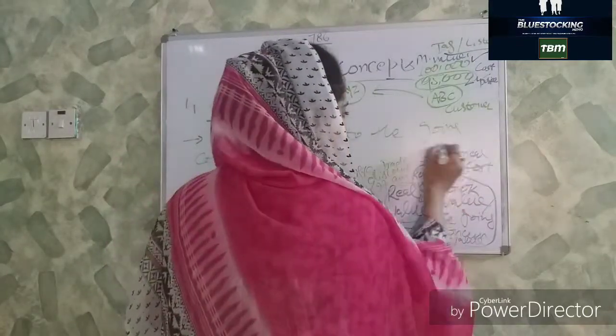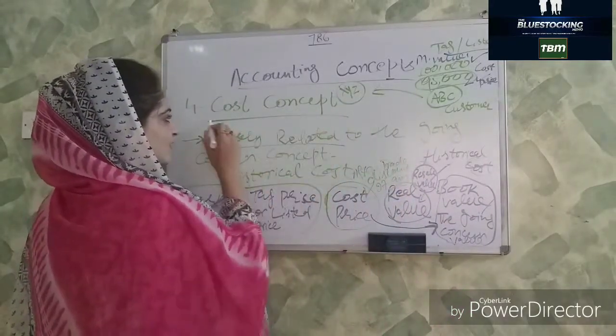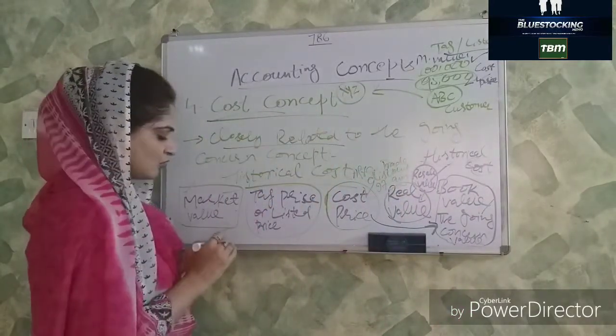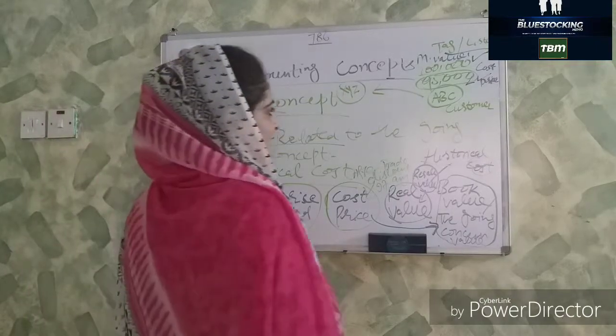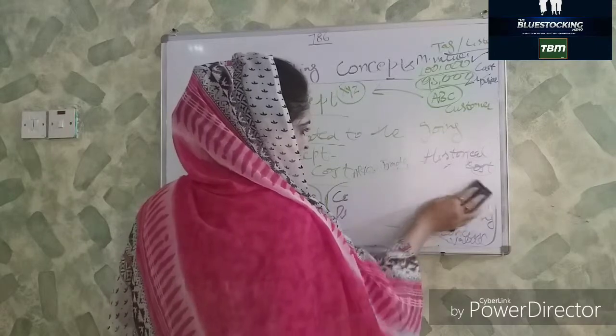So what's the historical cost here? And how is this concept related to the going concern concept? With the help of historical cost. Let me explain the historical cost now. Let me remove this first.